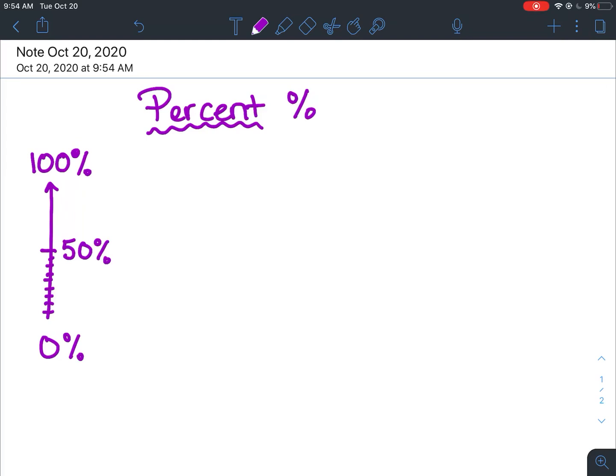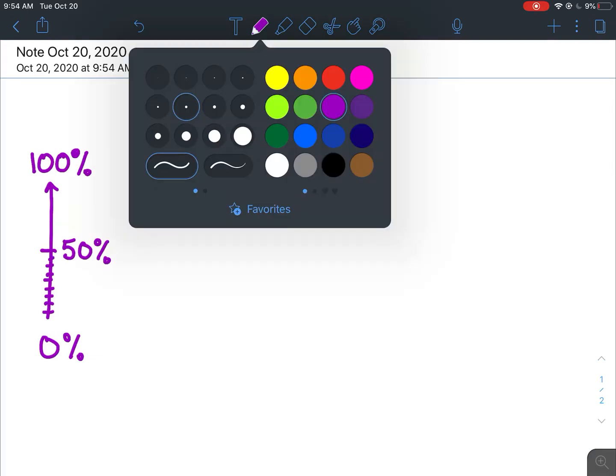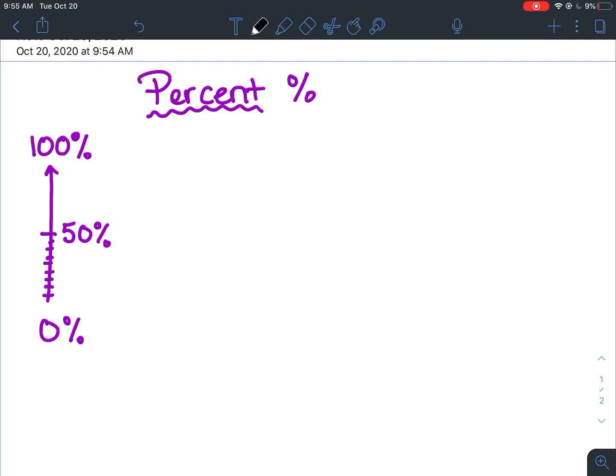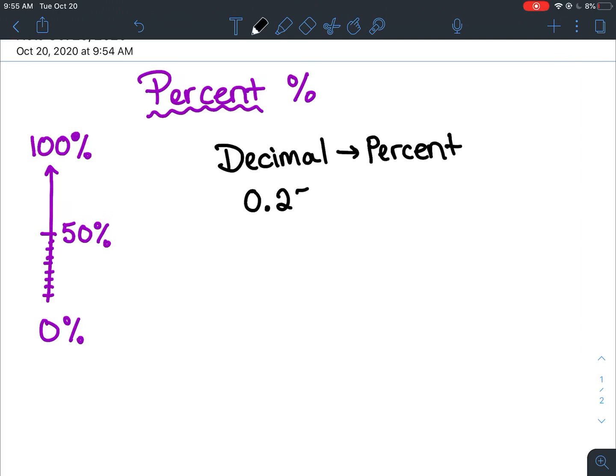So let's say we're just trying to convert stuff. Let's start with that. Let's say we had a decimal number. We can convert a decimal into a percent. So let's say our decimal was 0.25. If you want to convert that decimal into a percent, you simply multiply it by 100, which will make it 25%.